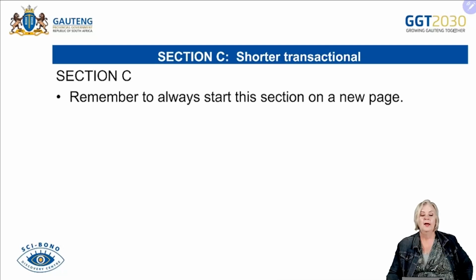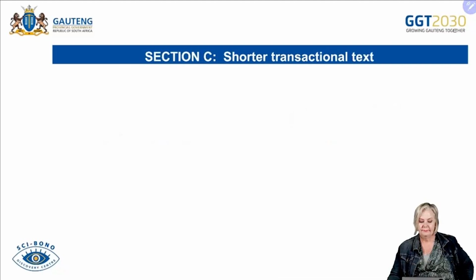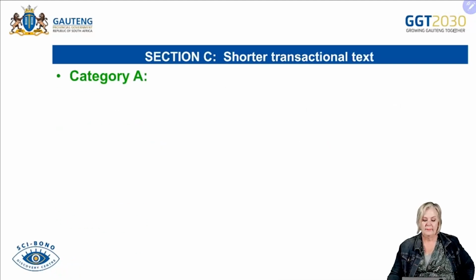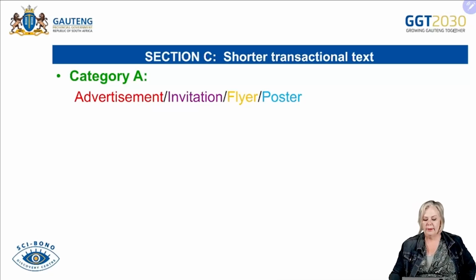Section C, new page. Top of the page, you will be expected to answer only one question in this section. 3 questions will be set, 1 from each of the given categories. So let's take a look at category A. That could be an advertisement, an invitation, a flyer, or a poster.